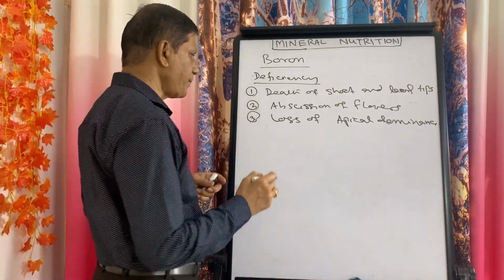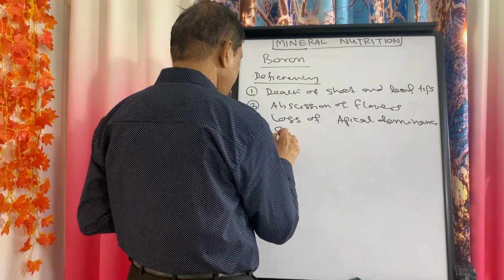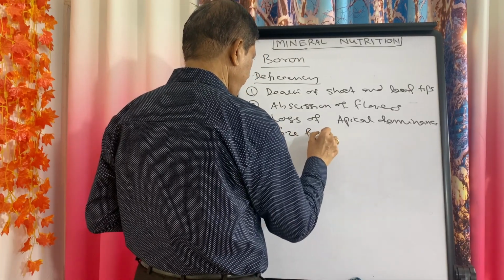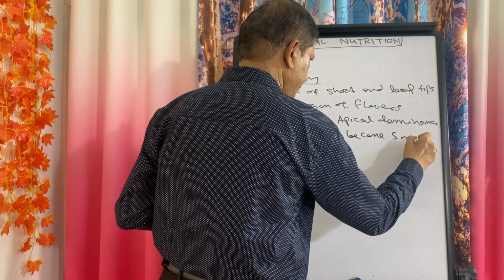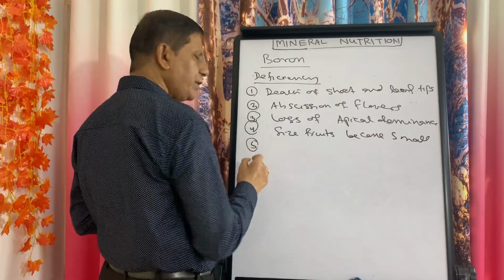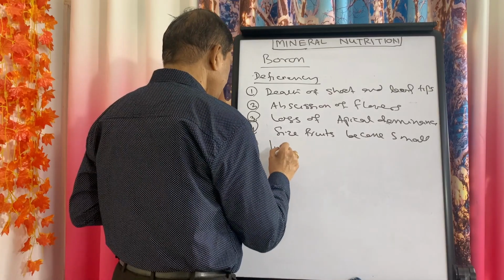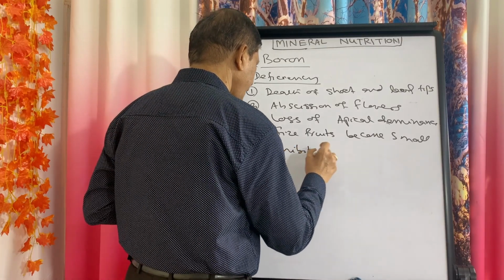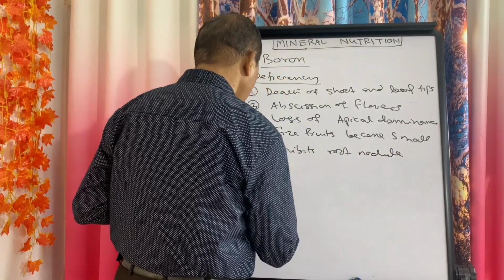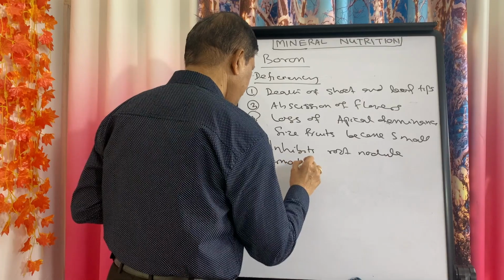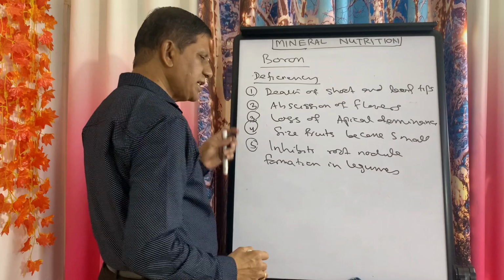Then among the other factors, the size of fruits becomes small. Then it also inhibits root nodule formation in legumes. So these are some of the deficiency symptoms.